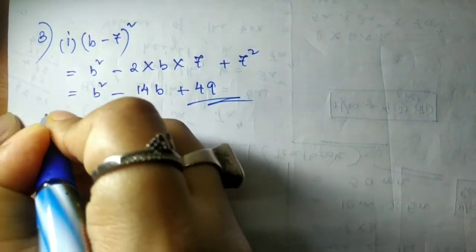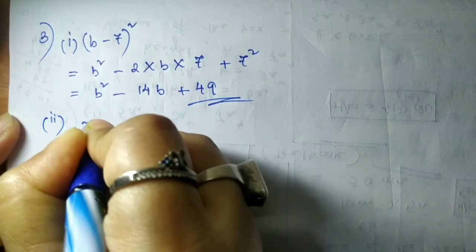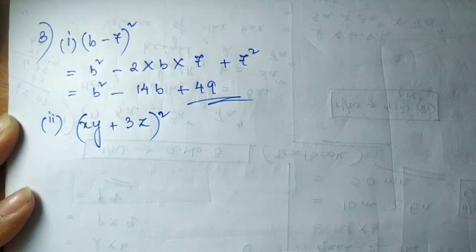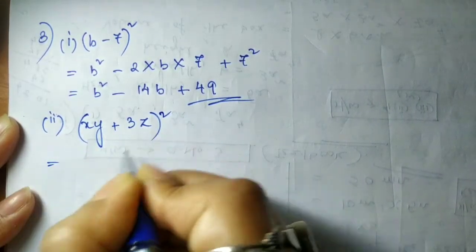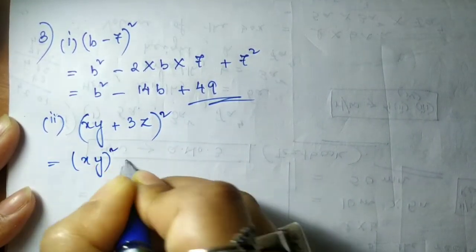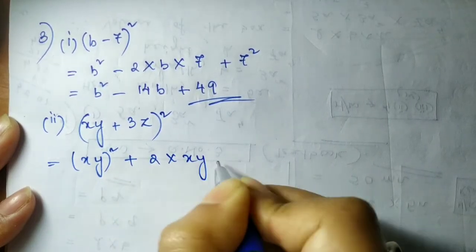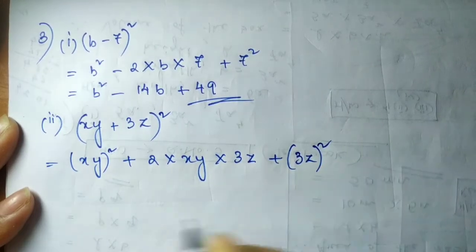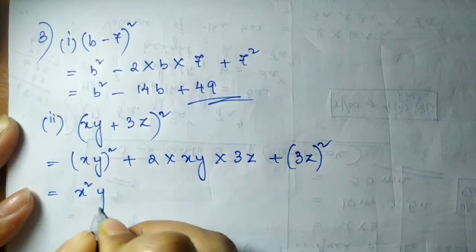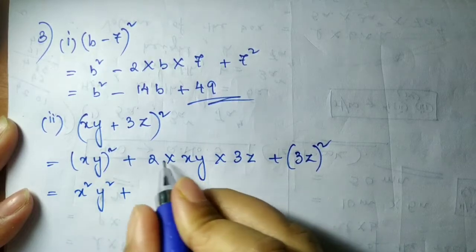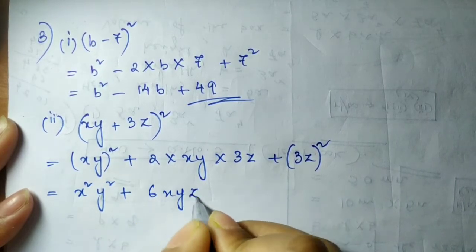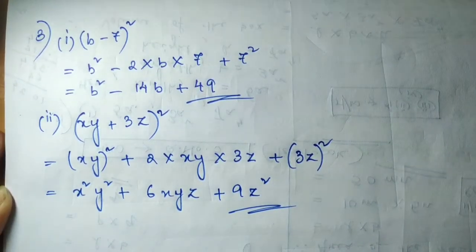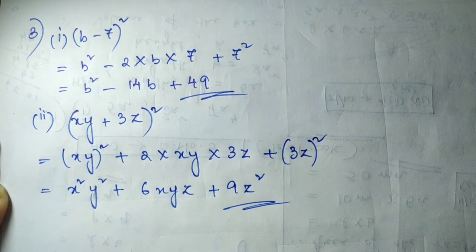Similarly, if I show you number 2, xy plus 3z whole square. So this is a, this is b, a plus b whole square. So a square plus 2ab plus b square. So this will be equal to x square y square plus 2 3s are 6xyz plus 9z square. I'm sorry about the background noise. I hope that's not much disturbing. So this is your solution.